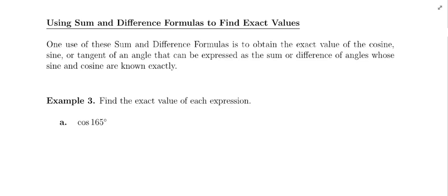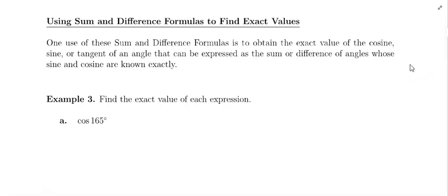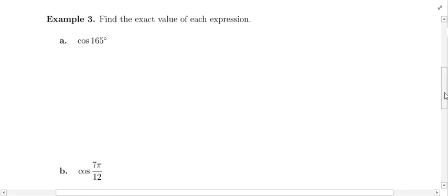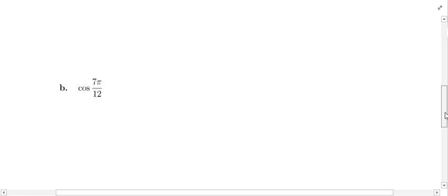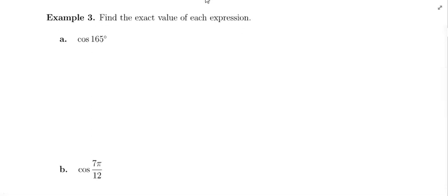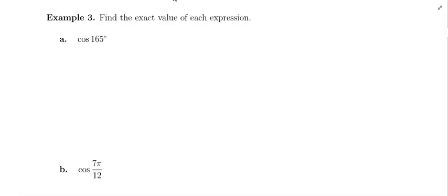Okay, there are several expressions that we're going to have to find the exact value of. So let's take a look at them. We first have in part A the cosine of 165 degrees. Then we have the cosine of 7 pi over 12. Then we have the sine of 17 pi over 12. And then there are more on the next page. We have the tangent of 15 degrees, and then we have the cotangent of negative 5 pi over 12. All right, so what's so bad about that?